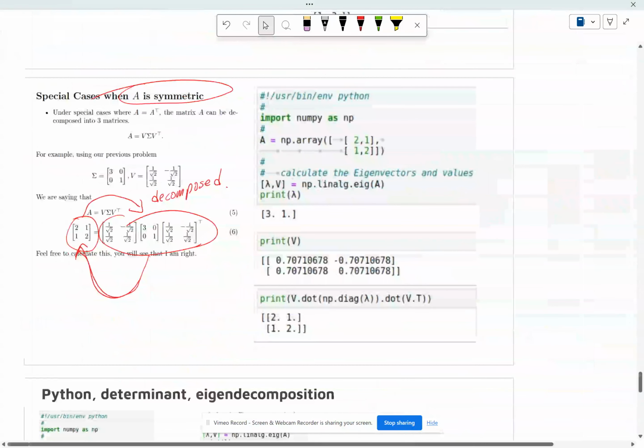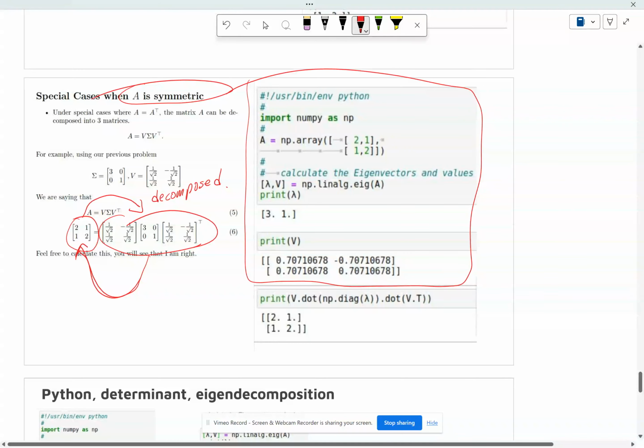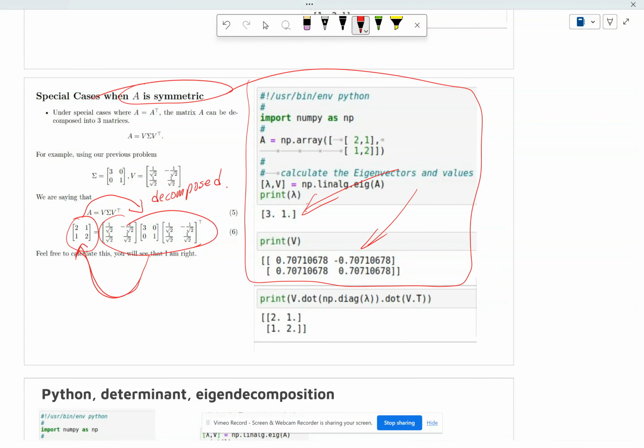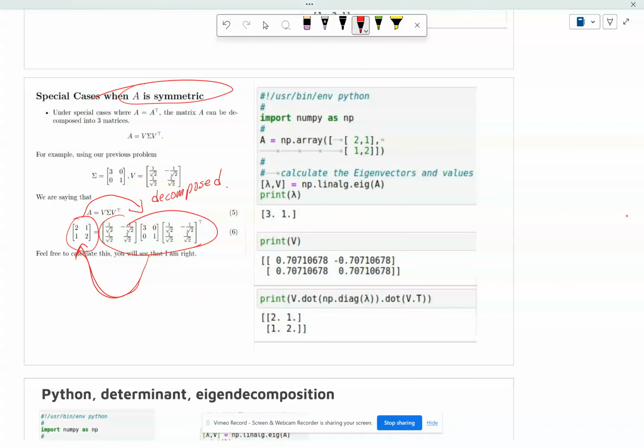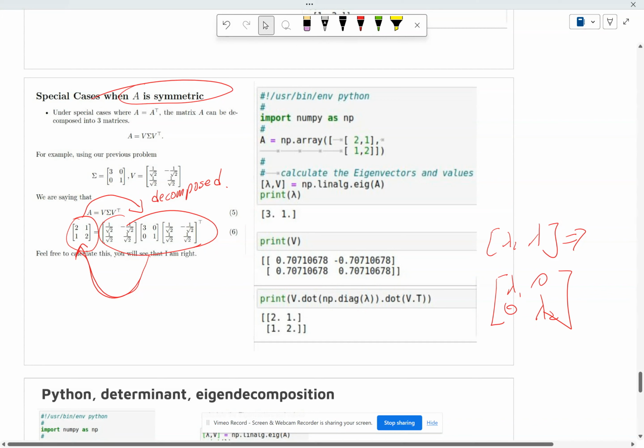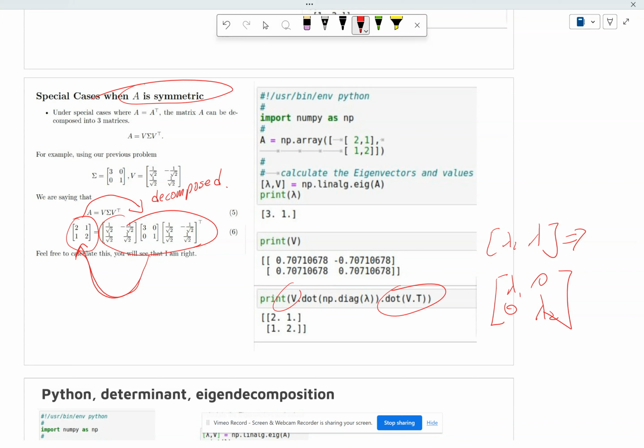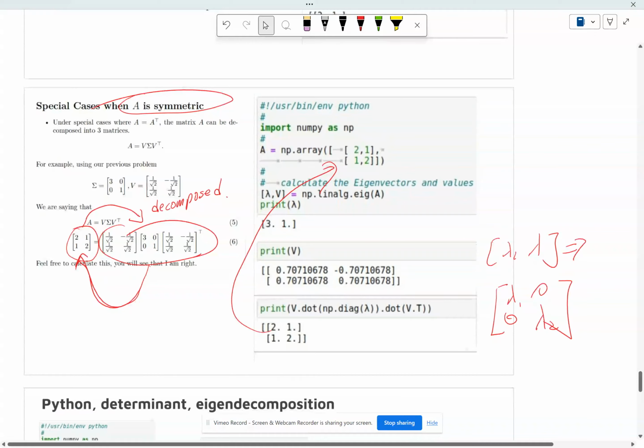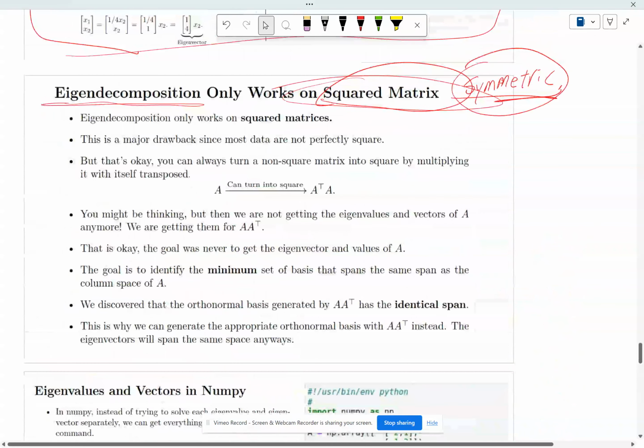So over here, this shows you how we got the eigenvalues and eigenvectors. And notice if I do V dot, the np.diag turns lambda 1, lambda 2 into a diagonal matrix with lambda 1, lambda 2 on the diagonal. Okay, so that's what diag means. So V times diag times V transpose. Notice how this gives us the original matrix back. Okay, so let me go back.